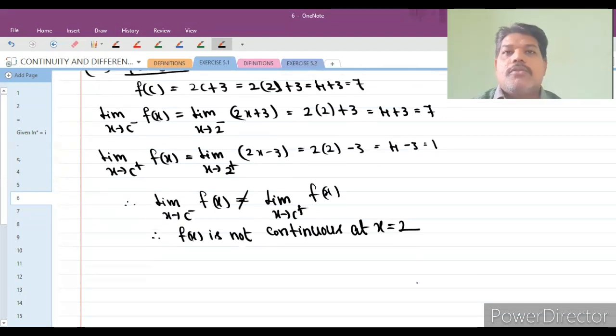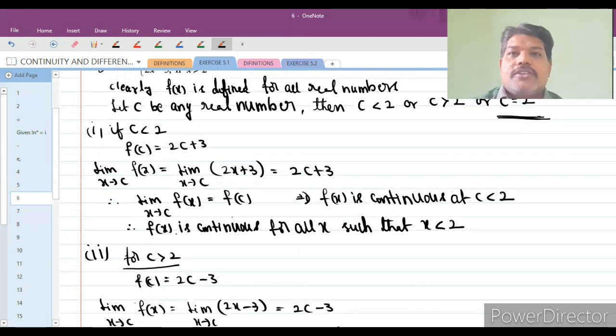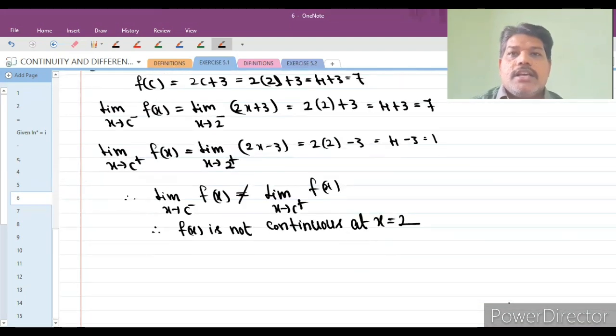So what I have told is, in the first case, f of x is continuous for all x such that x less than 2. For all x less than 2, the function is continuous. What is the second case? f of x is continuous for all x such that x greater than 2. What is the third case? f of x is not continuous at x is equal to 2. So only one point is there. That point, x is equal to 2, is the only point of discontinuity.